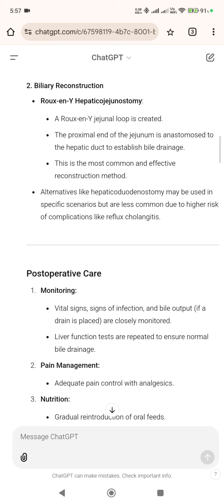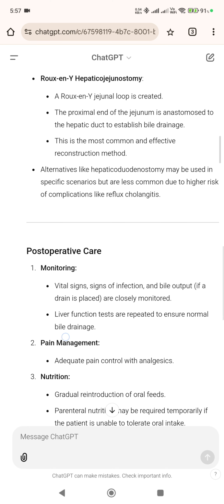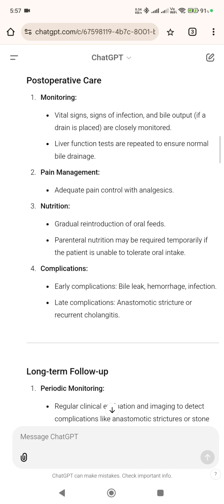Postoperative care. 1. Monitoring. Vital signs, signs of infection, and bile output if a drain is placed are closely monitored. Liver function tests are repeated to ensure normal bile drainage.